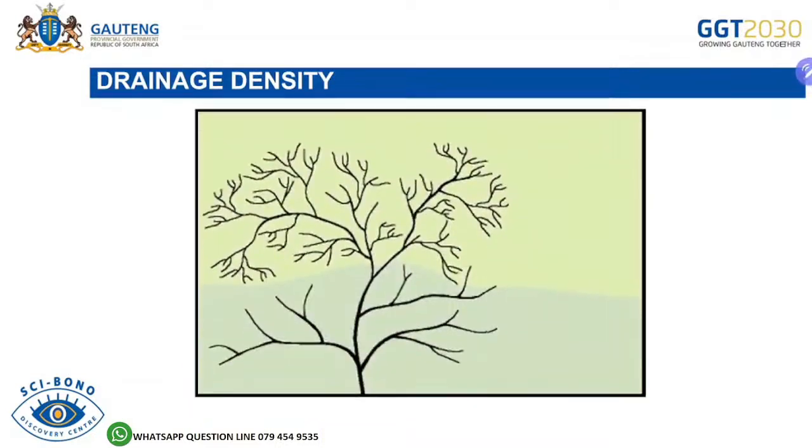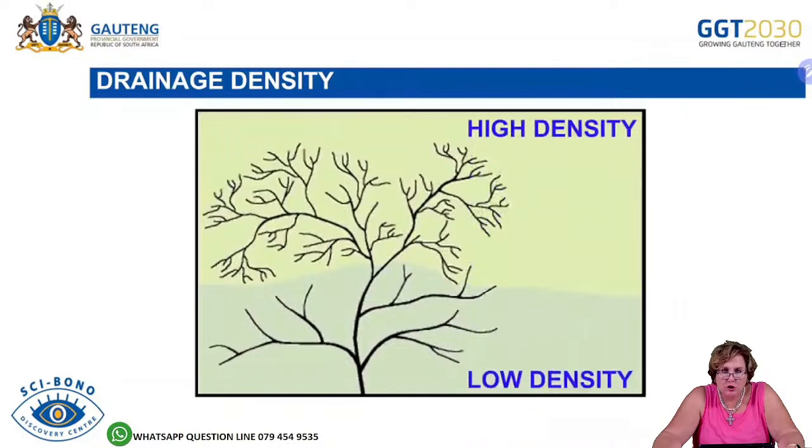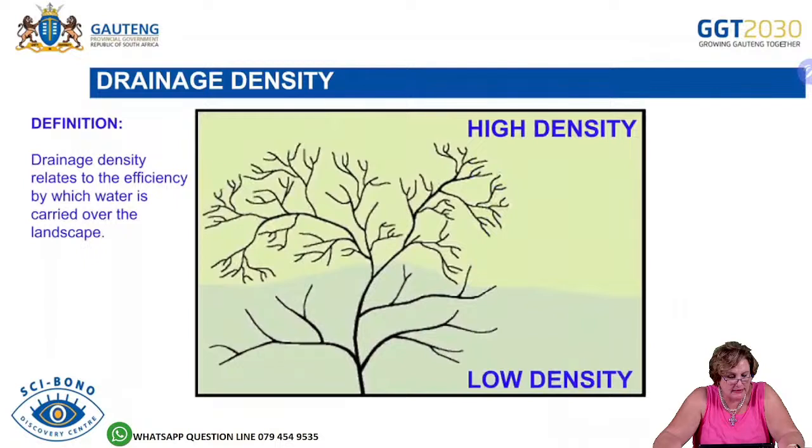Thank you for that. I hope you've enjoyed that. We're going over now to drainage density. We get two types of density, high or low. You do get average though, but the big difference between the two is that one is high and one is low. Now, what is drainage density?